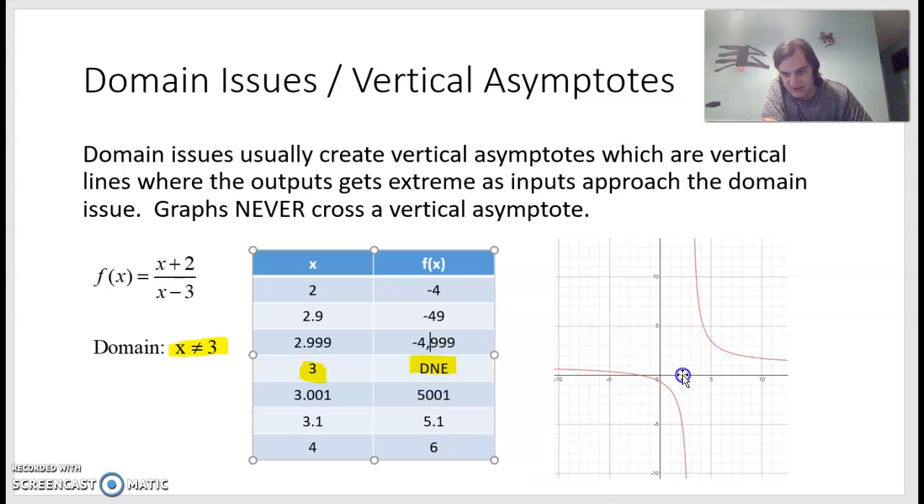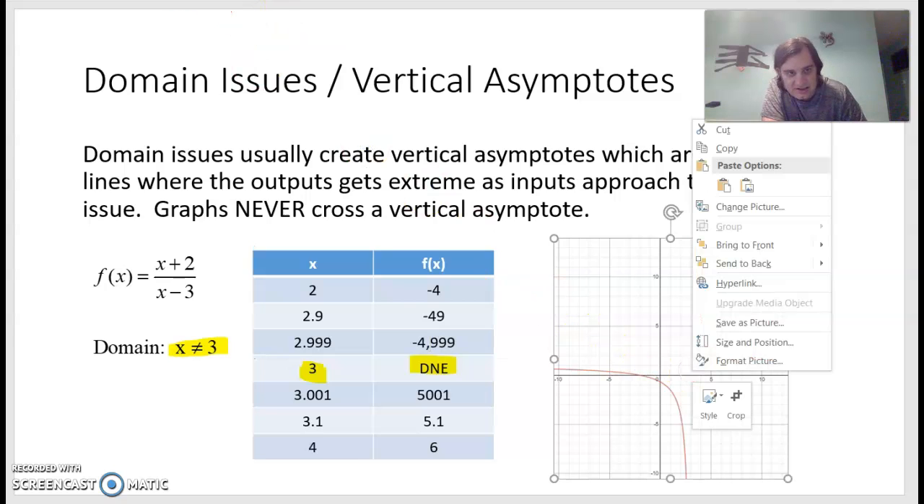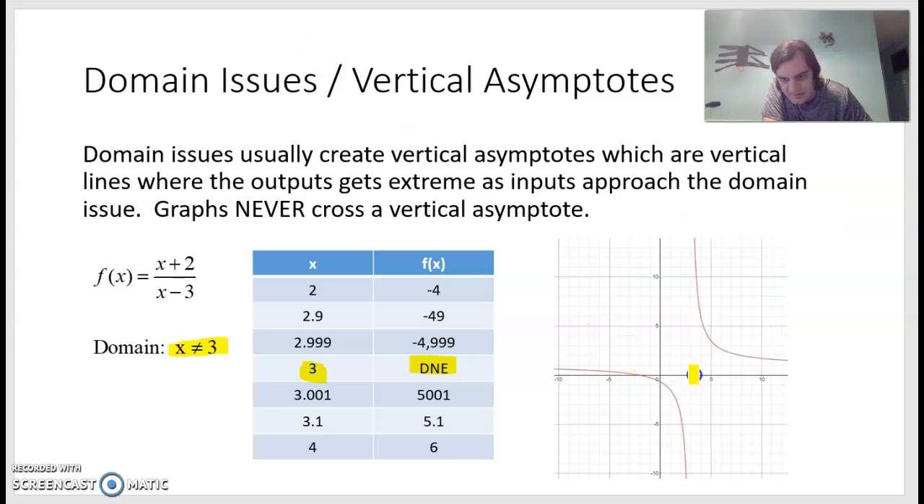So over here in my graph, just highlighting 3 the best I can. Right here. We'll see that as we come toward 3 from the left-hand side, those values get very negative. And if you read it from the right-hand side, coming at it, x equals 4, x equals 3.1, x equals 3.001, you see those numbers get really large, which you can see on that graph.